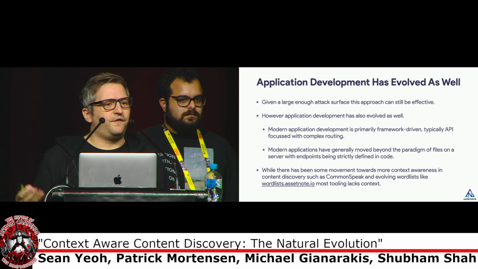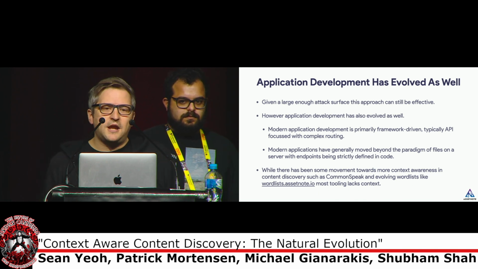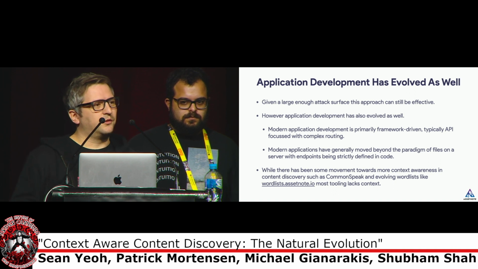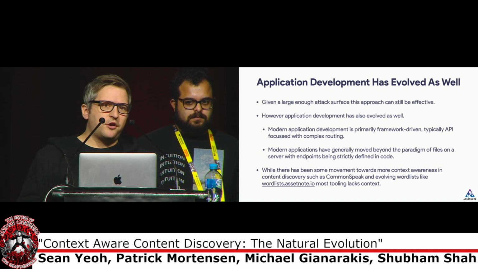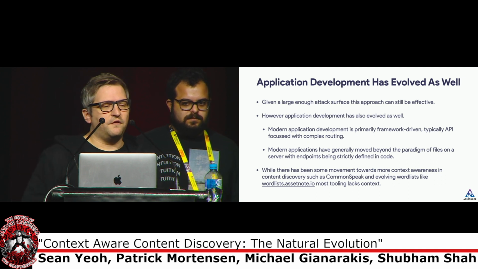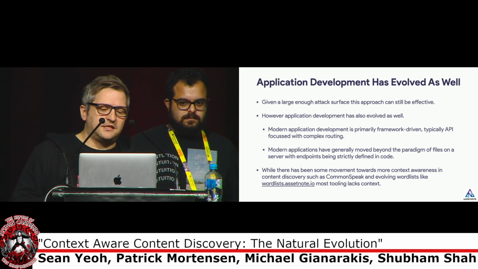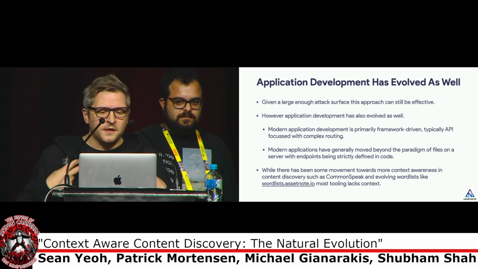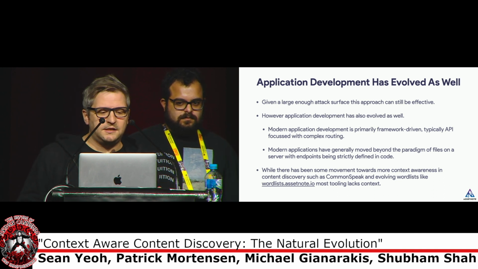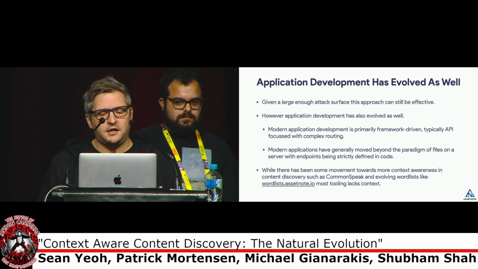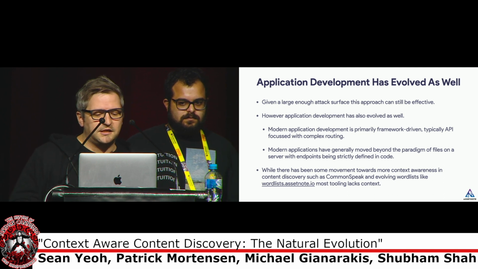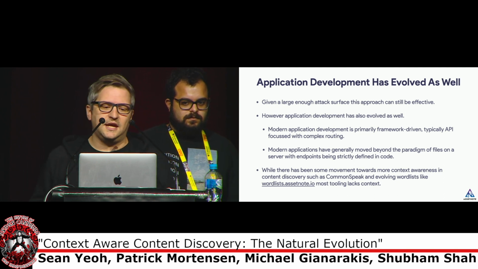However, application development has also evolved. If you think about modern application development, it's primarily framework-driven. It's typically API-focused with complex routing. And modern applications have generally moved beyond this paradigm of files on a server to endpoints that are more strictly defined in code. And so while there has been some movement in the tooling towards more context awareness, so things like CommonSpeak and even our Wordlists site, which auto-generates these word lists, most of the tooling lacks context.